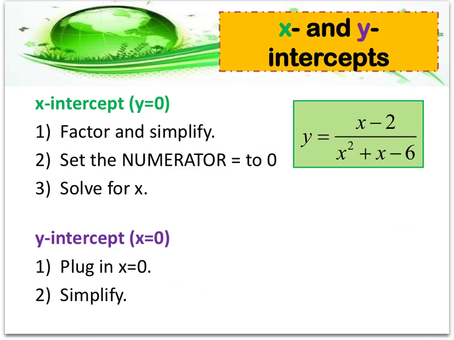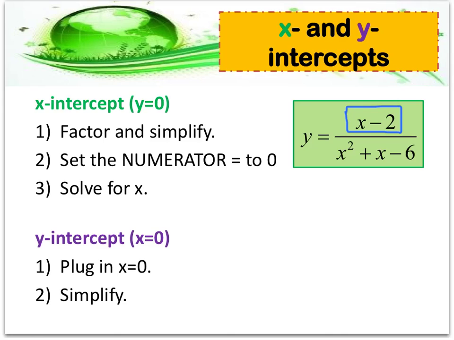Now to find the x-intercepts, and that's where y equals 0, we're going to factor and simplify, and then we're going to set the numerator equal to 0. Now, why the numerator? Well, we want y to be equal to 0. Values that make the bottom 0 will not make y equal to 0. It will make y undefined. Therefore, we only are going to care about the values that make the numerator 0. And then we're going to solve for those values, and that will be our x-intercepts.